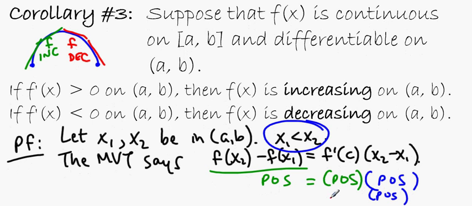If this is positive, what if f prime of c is negative, as it is on this side of our little picture here? Well, a negative number times a positive number is a negative number. What does that mean? It means that this is negative, and the only way for this to be negative is if f of x1 is greater than f of x2, which would mean the function is falling from left to right. So this is a nice quick sketch of a corollary of the mean value theorem, but it's a very powerful corollary because it tells us when functions are increasing and decreasing.